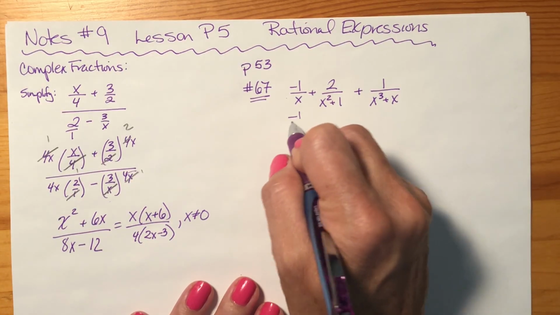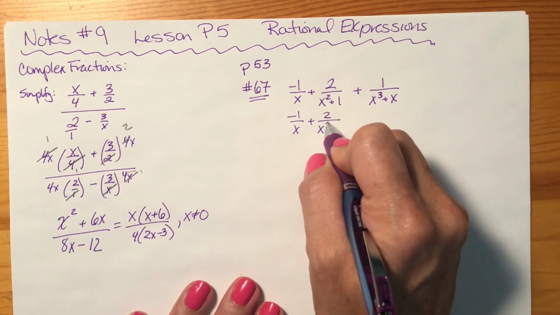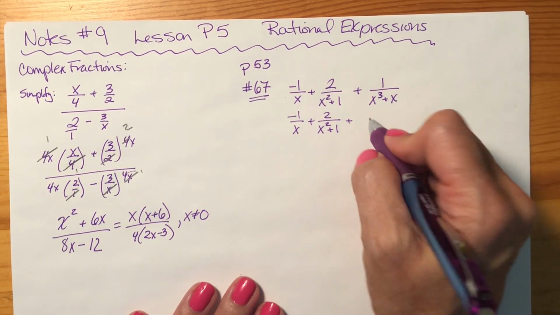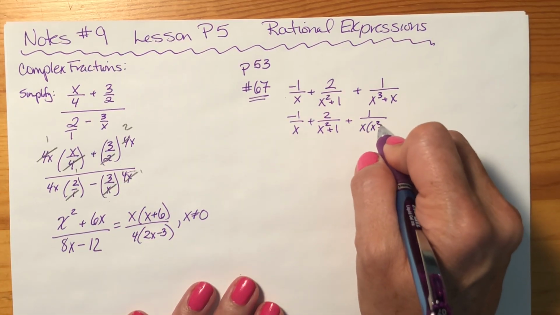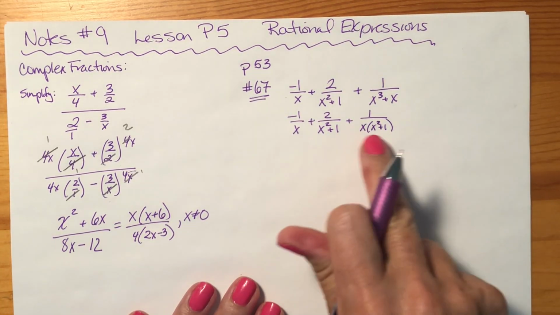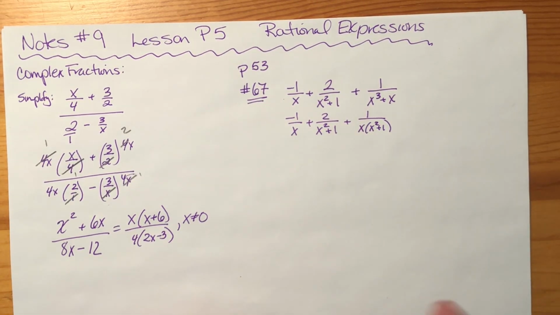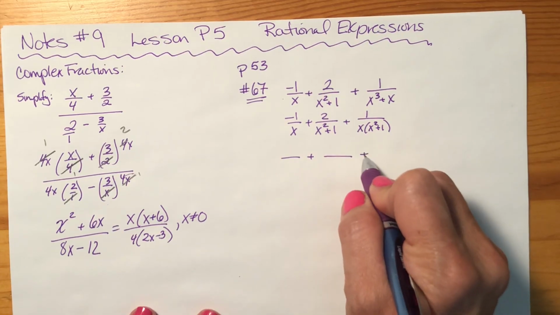So let me rewrite this. I can't factor this denominator. Too bad. But this denominator I can. I can rewrite this as x times the quantity x squared plus 1. Oh, isn't that nice? Look at that. So think about the 3 denominators that you have there and what would be the common denominator. In order for me to add them together, I would need a common denominator.